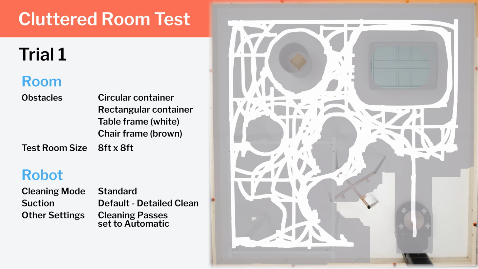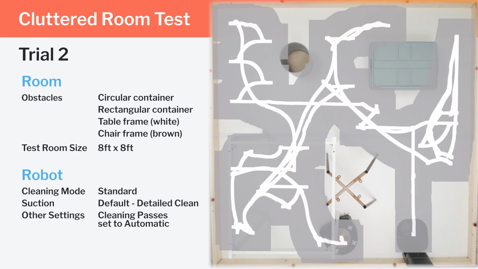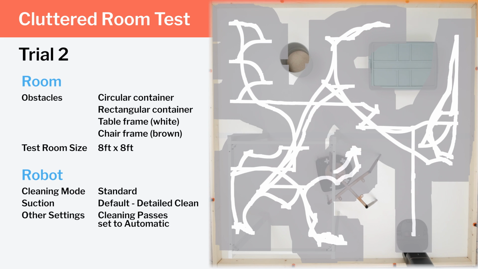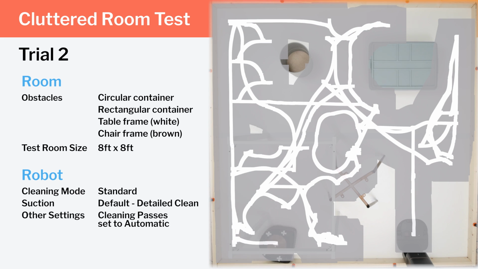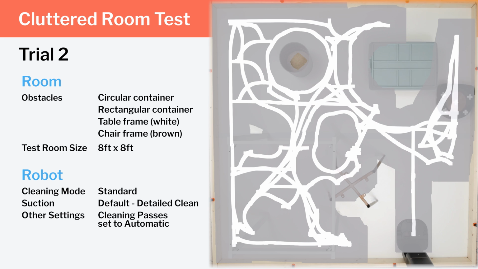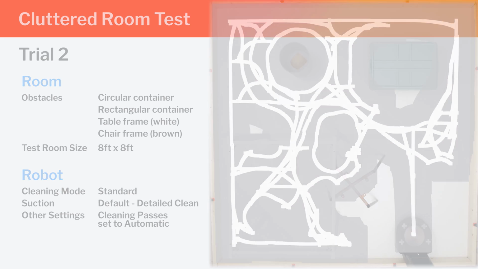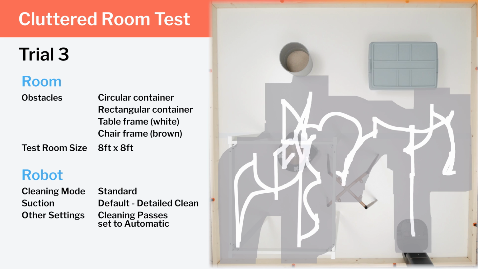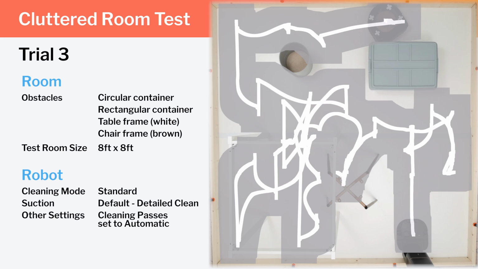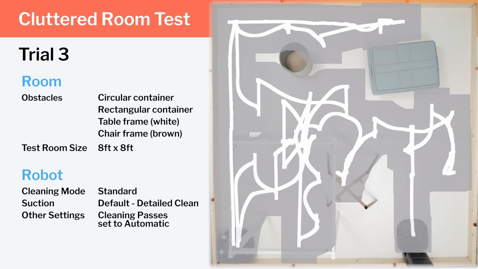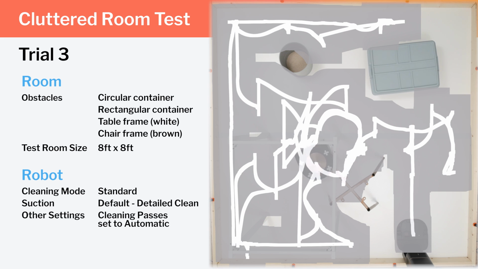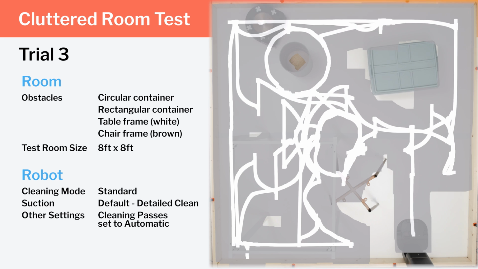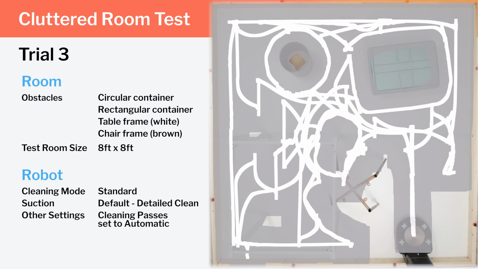In the second trial, it again moves the chair frame as it tries to navigate around it, and this time misses a few spots in the room away from the clean base. In this third trial, it again moves the chair frame and gives a big bump to the rectangular container as it reverses direction. Movement of this particular obstacle was quite uncommon among all of the robot vacuums we tested.